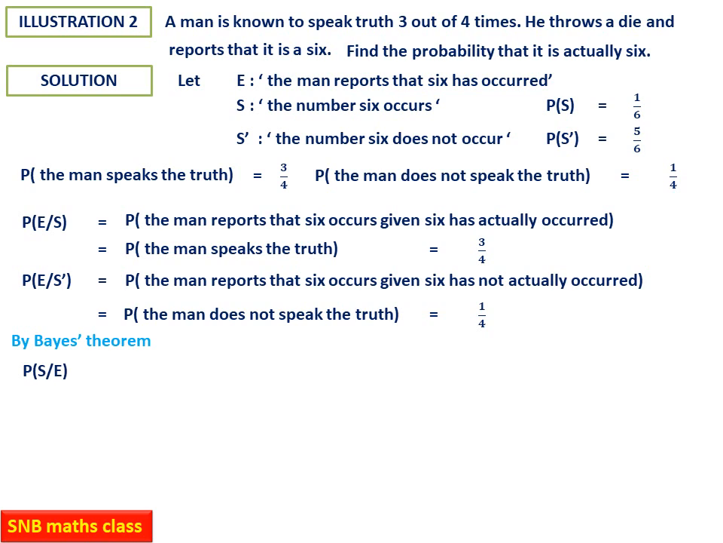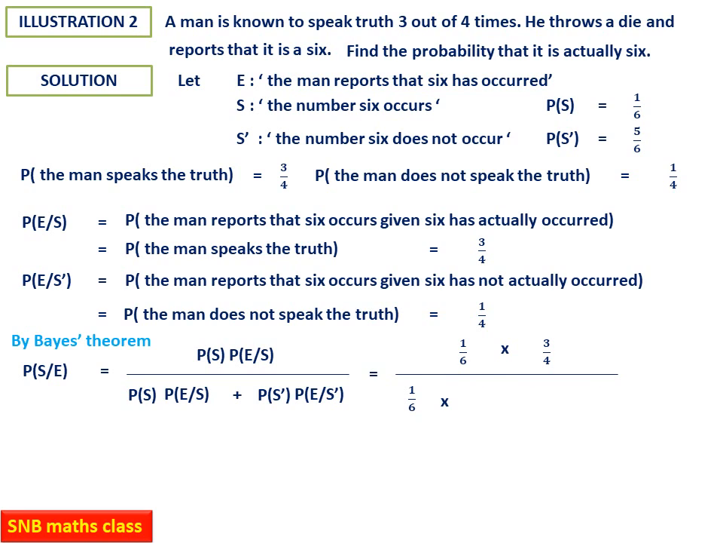Now it is very simple. By Bayes theorem, probability S given E is asked. So this is just applying the formula. Probability S into probability E given S divided by probability S into probability E given S plus probability S complement into probability E given S complement. Just substitute 1 by 6 into 3 by 4 divided by 1 by 6 into 3 by 4 plus 5 by 6 into 1 by 4. Simplify, you get 3 by 8. So this is the second illustrative example given in the textbook.